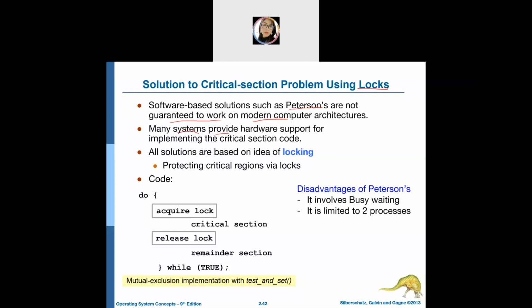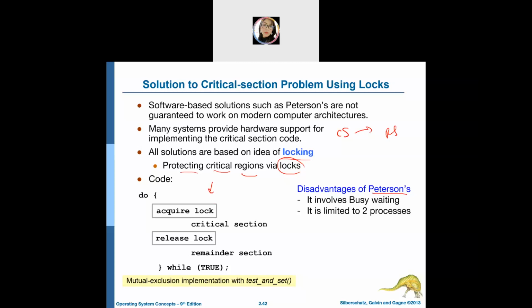Many systems provide hardware support for implementing the critical section code. The solutions are based on the idea of locking. It is still under the do and while structure, but now you have locking in between for your critical section and remainder section: acquire lock and release lock. This is basically quite similar, because you need to request before you enter the CS, and after you leave you go to the RS. Only that you use the term locking. It is for protecting the critical region via locks. This is an example of general code that you might use under a locking algorithm.